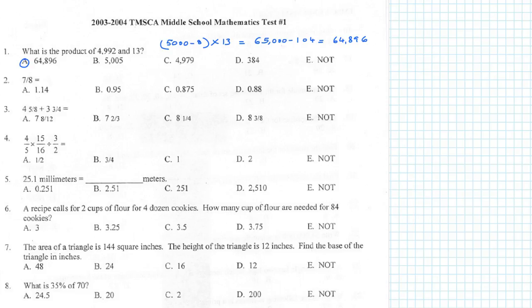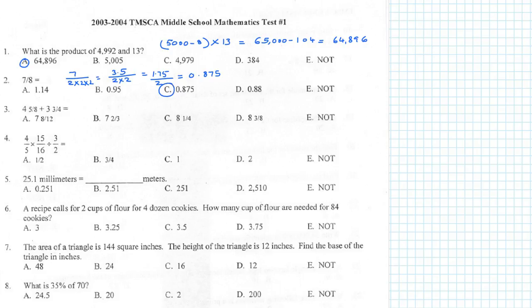Question 2. 7 over 8 is equal to what? 7 by 8 is nothing but 7 divided by 2 times 2 times 2. So we know that 7 divided by 2 is 3.5 and 3.5 divided by 2 is 1.75. So what is 1.75 divided by 2? So that is equal to 0.875. So C is the correct answer.